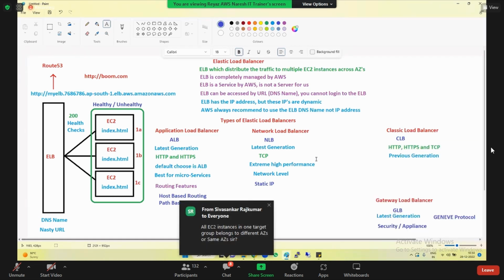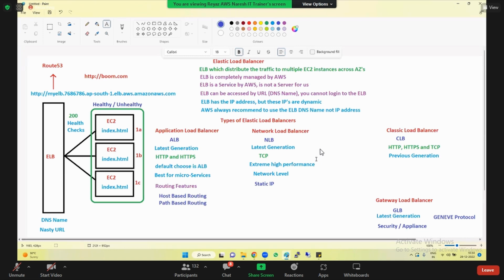All EC2 instances in one target group belong to different availability zones. Yes, different. It's always good to keep them in different availability zones. Because we learned, Shiva Shankar, the load balancer can send the traffic to multiple availability zones.